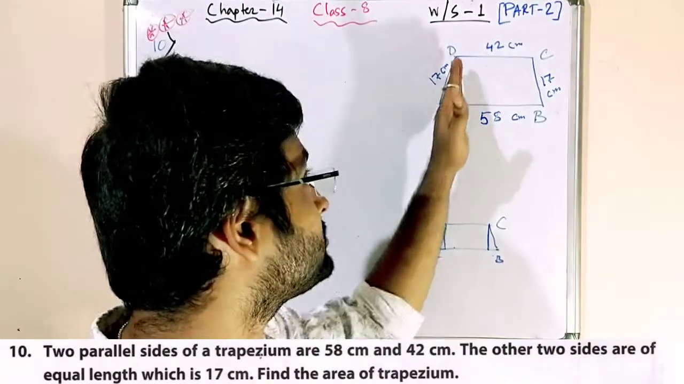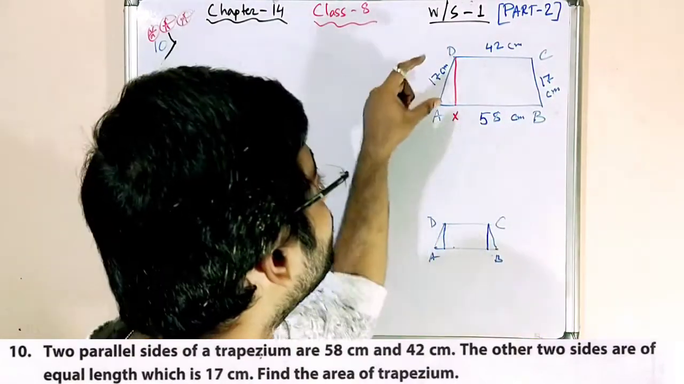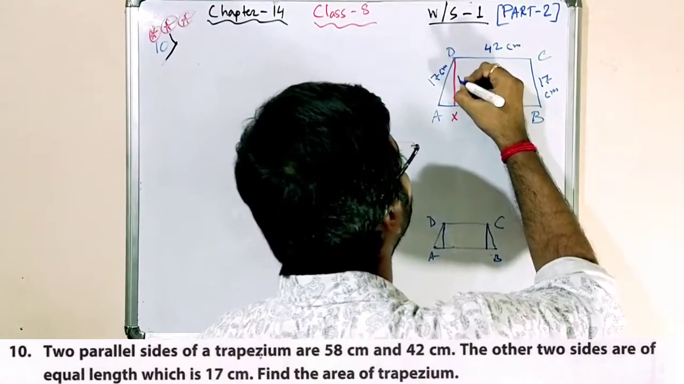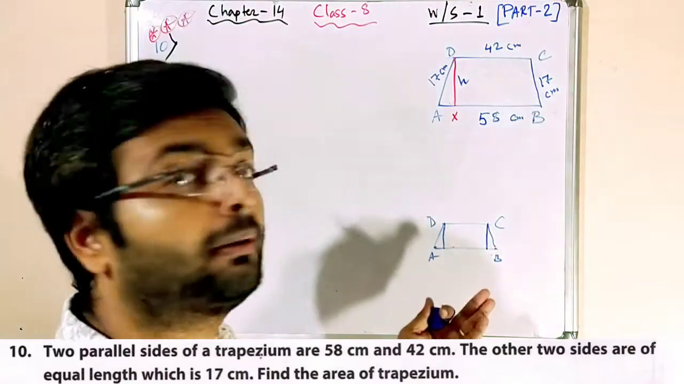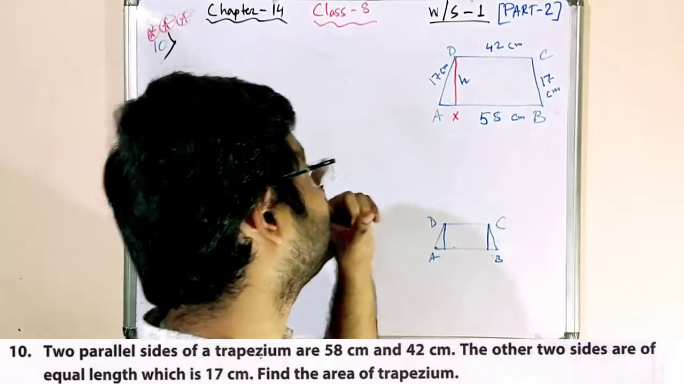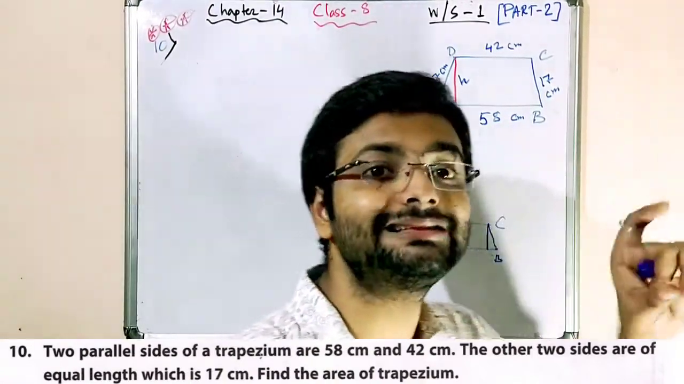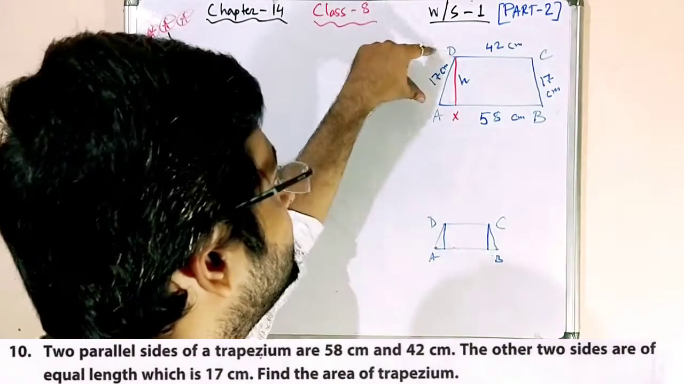Here the perpendicular has not been given. You can see this is not given, but we have to find DX, that red color length we have to find, because if we don't know the length of DX, you cannot solve the sum, because you cannot find the area. Because for the area, perpendicular height is required, but these two have been given.